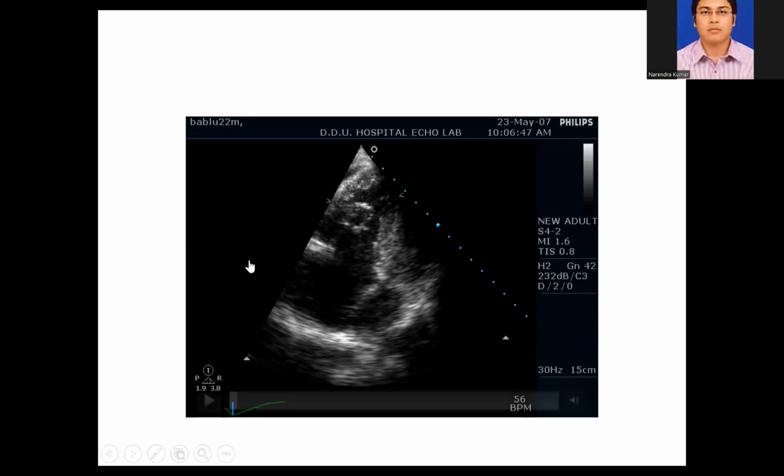The gap between hinge point of mitral and tricuspid valve more than 7, some people say 7, some people say 8 millimeter per meter body surface area, then it's known as Epstein anomaly.